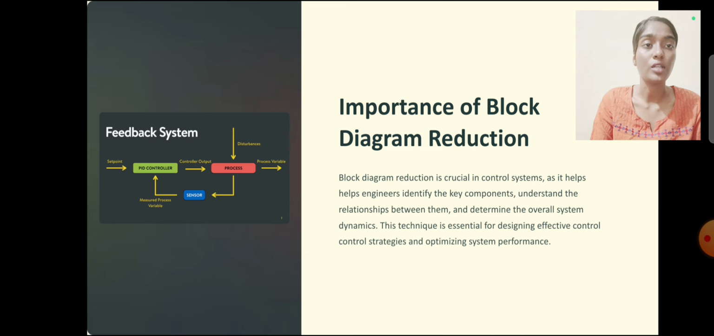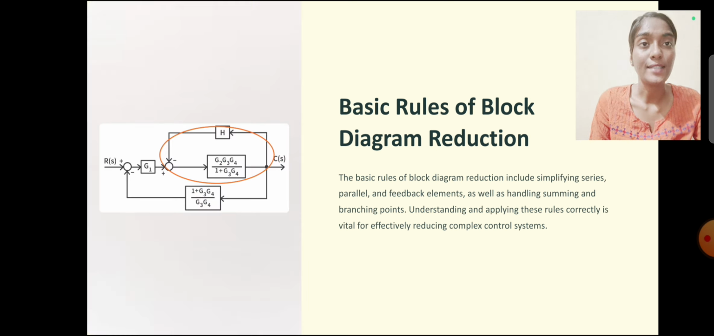Block diagram reduction is crucial in control systems as it helps engineers identify the key components, understand the relationship between them, and determine the overall system dynamics. This technique is essential for designing effective control strategies and optimizing system performance. Here you can see the feedback system on the screen. Let's move forward to the next slide.